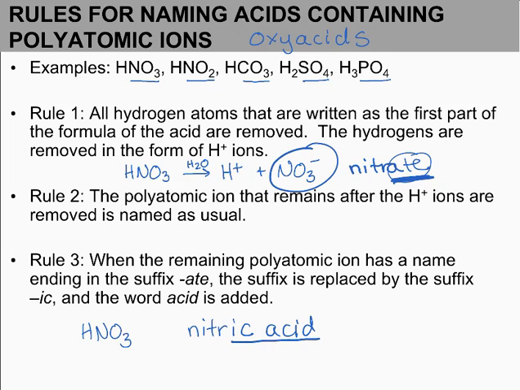Now notice we don't have hydro in front of this name. That's only for binary acids. And again, binary acids have two elements, but no more than just two different types of elements, whereas oxyacids have this polyatomic ion that contains oxygens. So we use a different method to name them so that we can keep them separate from the binary acids. All right, now there's a couple more rules for naming these oxyacids.